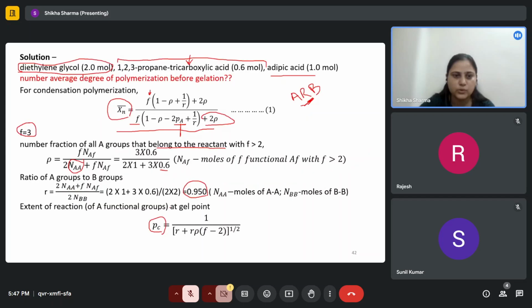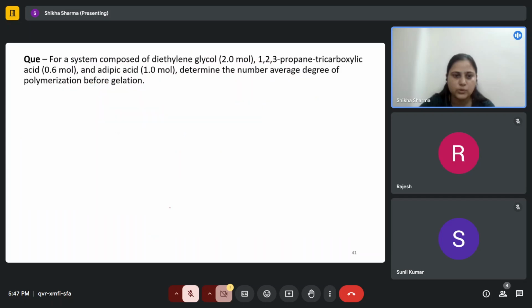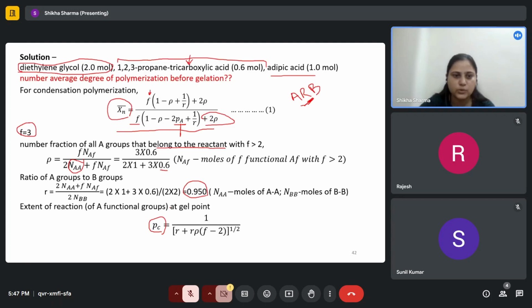So let's summarize this question. In this question, we need to calculate the number average degree of polymerization, right? So what we did is we know the formula of the number average degree of polymerization, which is this, right? In this formula, we already knew in equation 1 that F equals 3 because there are three functional groups which are reacting. So functionality is equal to 3 and then 1 minus rho.